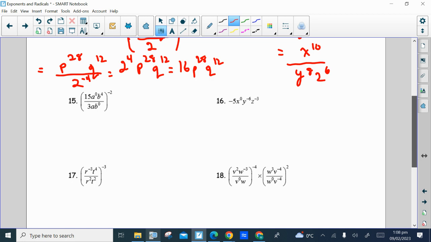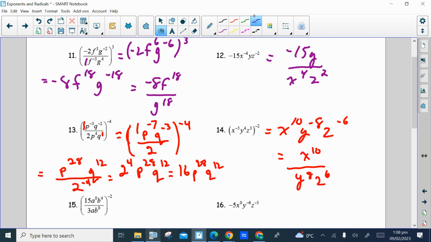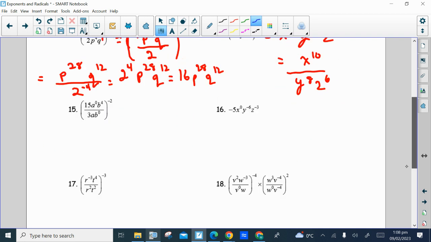Number 15, I'd work inside the brackets first to simplify. 15 divided by 3 is 5.